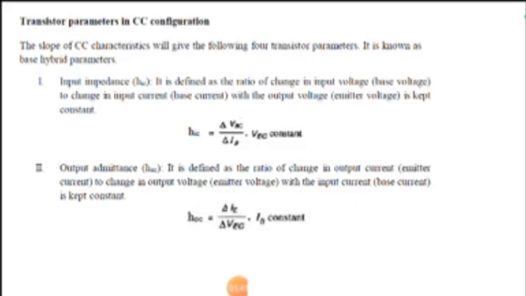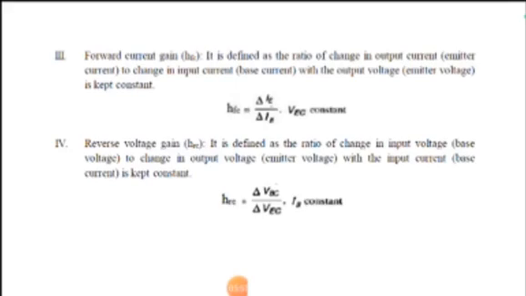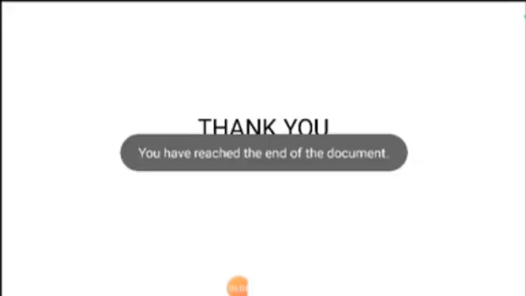The same thing here also, we are finding out the transistor parameters for input impedance, output admittance, forward current gain and reverse voltage gain. For each of these, we are setting some voltage or current as constant to find out the variation in the input impedance, output admittance, forward current gain and reverse voltage gain.